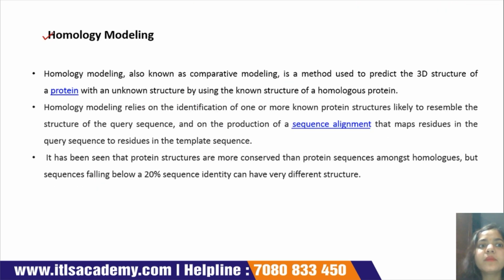What is homology modeling? Homology modeling is also known as comparative modeling. It is a method to predict the 3D structure of a protein with unknown structure by using a known structure of a homologous protein.